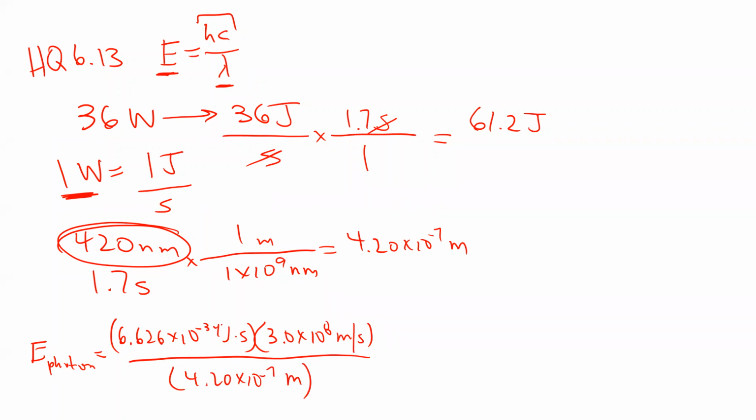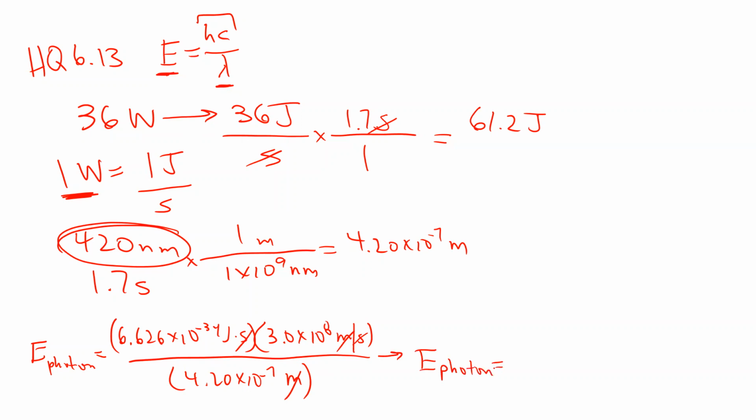Check our units. We're going to multiply the top two. When we multiply, seconds cancel out, and then we divide the top by the bottom. Meters cancel out, and that's good because we're looking for energy, the energy of this 1 photon.